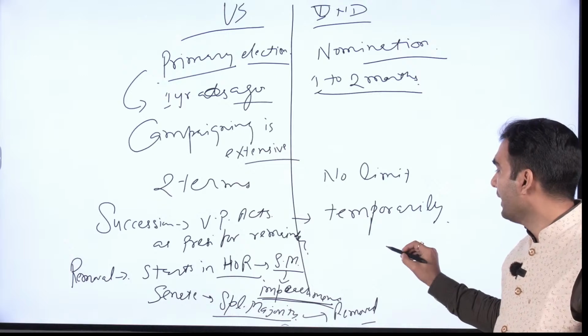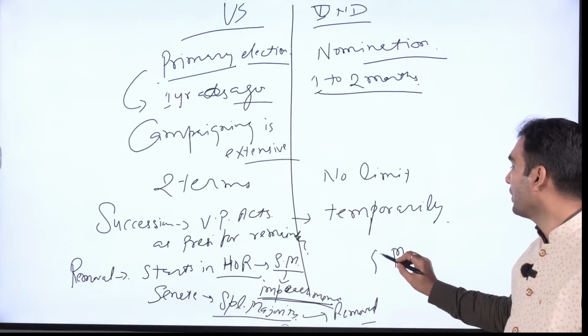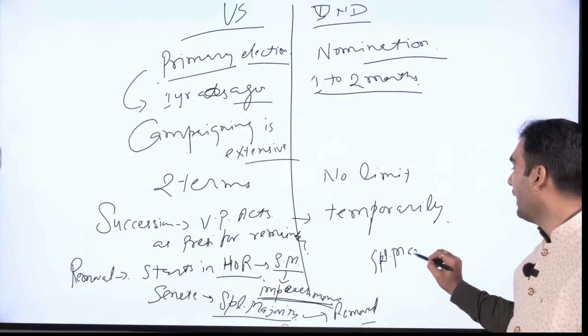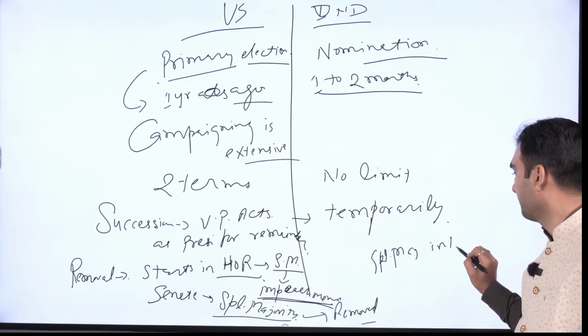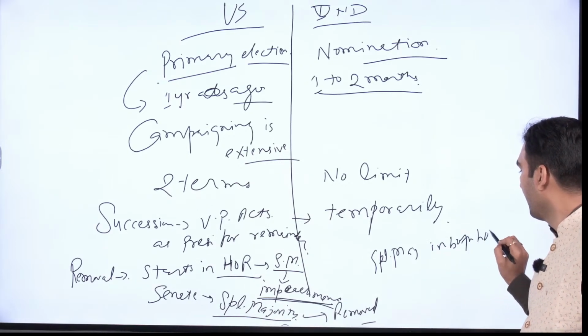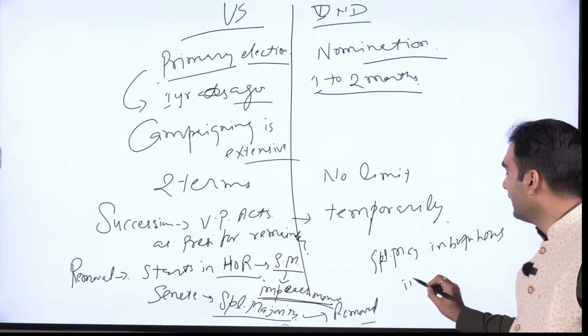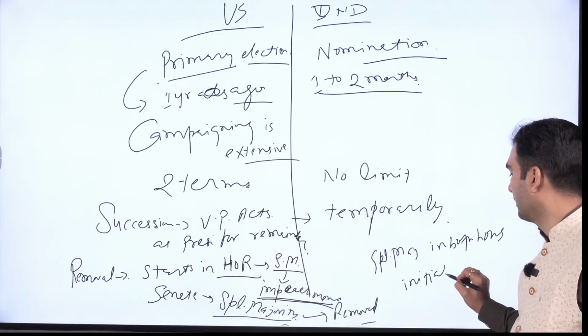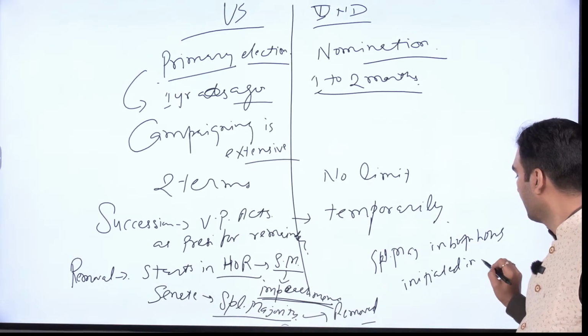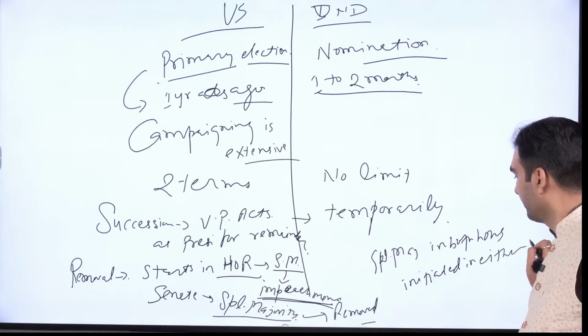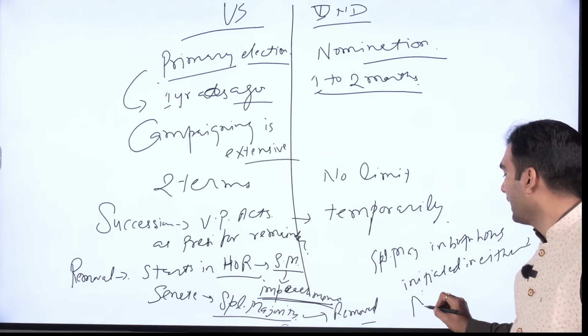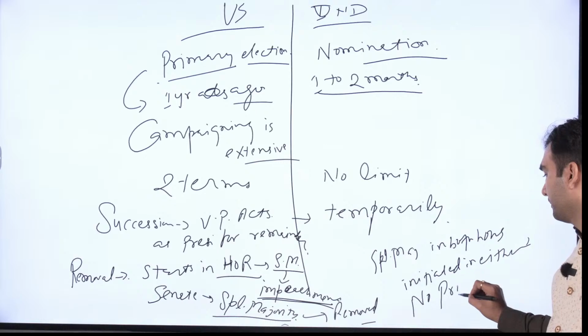In India's case, a special majority is required in both houses. The matter can be initiated in either house. No president has been impeached in India.